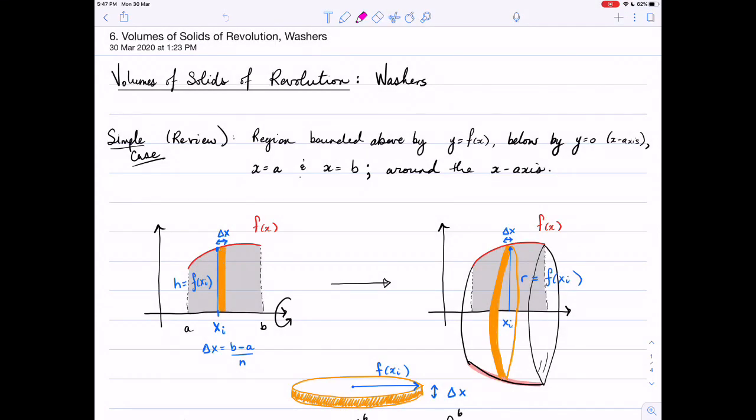In this video, we're going to look at the next case of finding the volume of a solid of revolution using a method which is called washers. So let's just review very quickly what the simple case was.